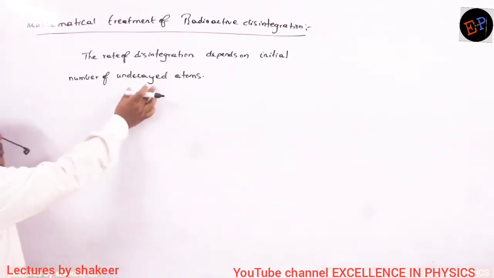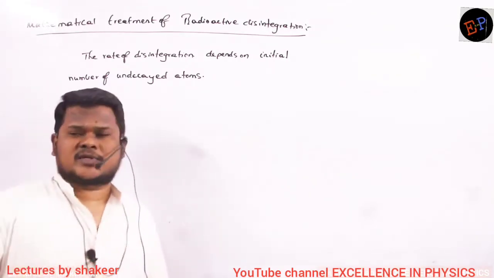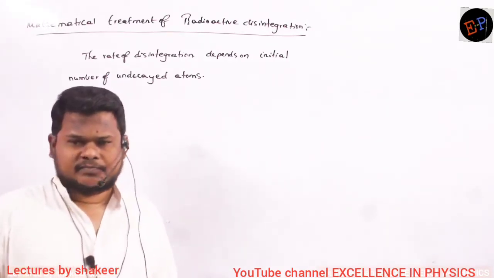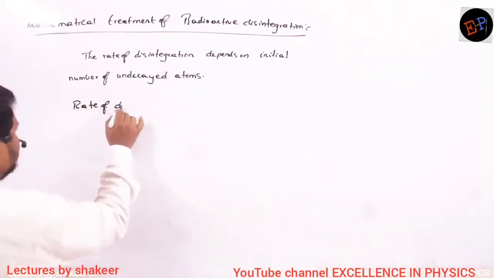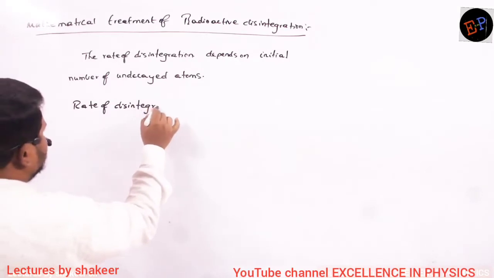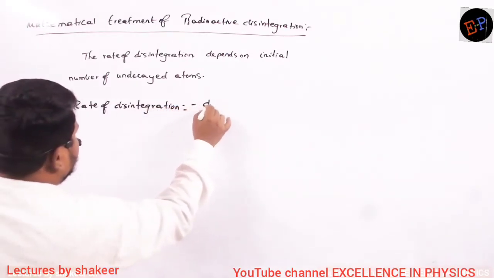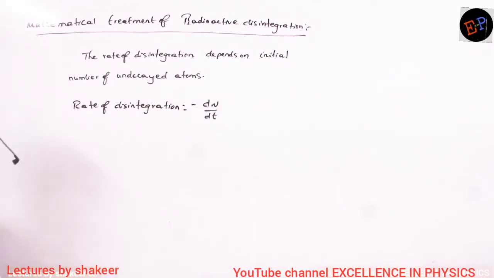If more atoms are present which have not released alpha, beta or gamma, then the rate of emission of alpha, beta and gamma will also be greater. Are you able to understand? So how can I write the rate of disintegration mathematically? I can write it like this: minus dN divided by dt.